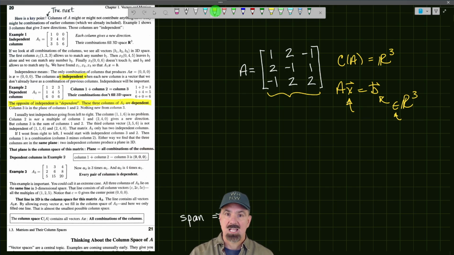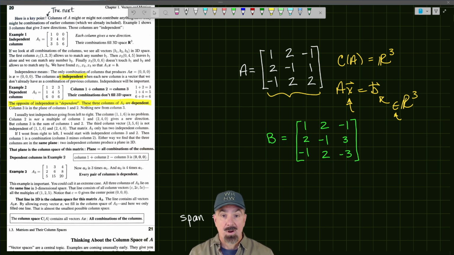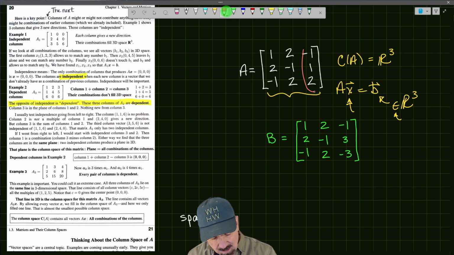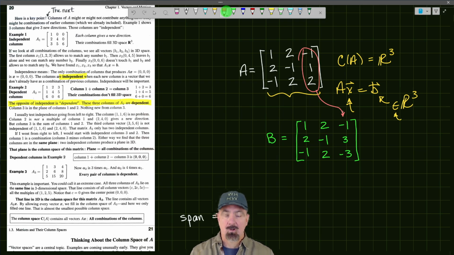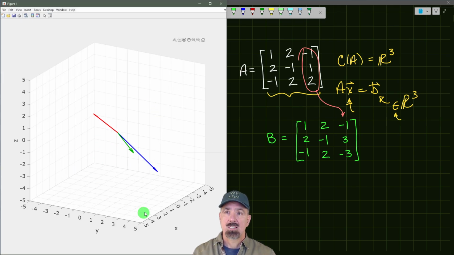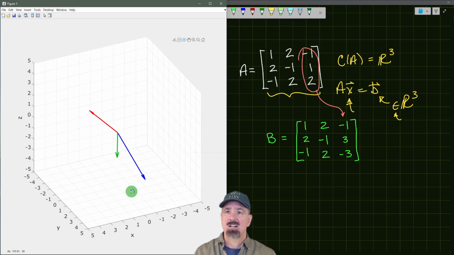Now let me make a slight modification to this matrix. All right, so I've made a modification to the A matrix and I've called it B. What I've done is I've taken this last column and I've replaced it with a different final column. And graphically what we end up with then is this right here, which we can take a look at. We have these 3 vectors, and the question is now, what is the column space of B?